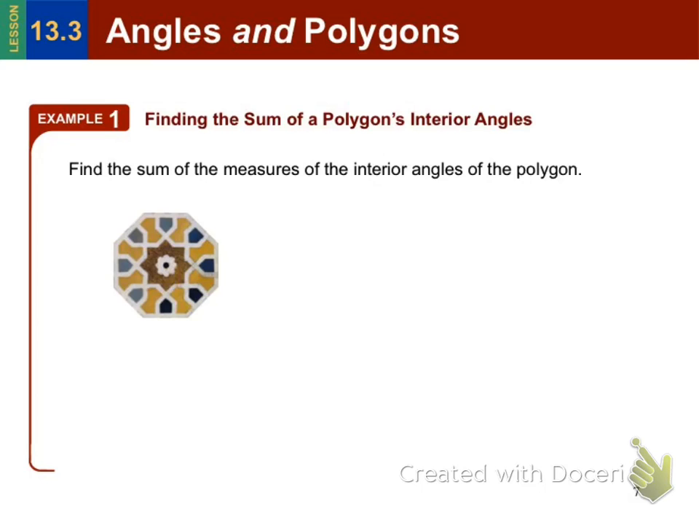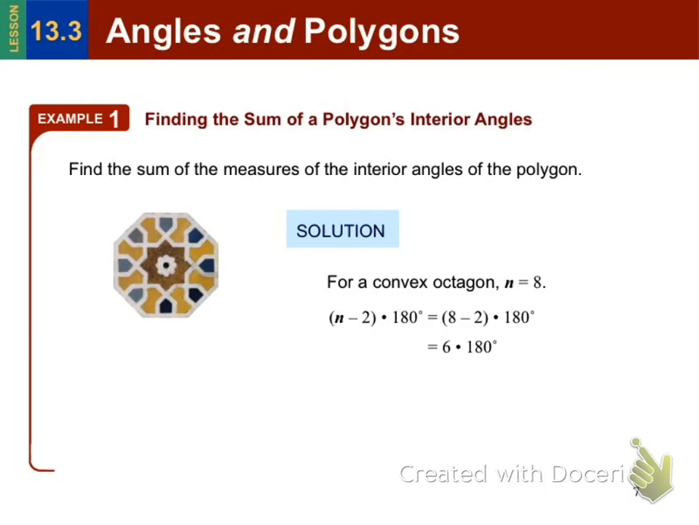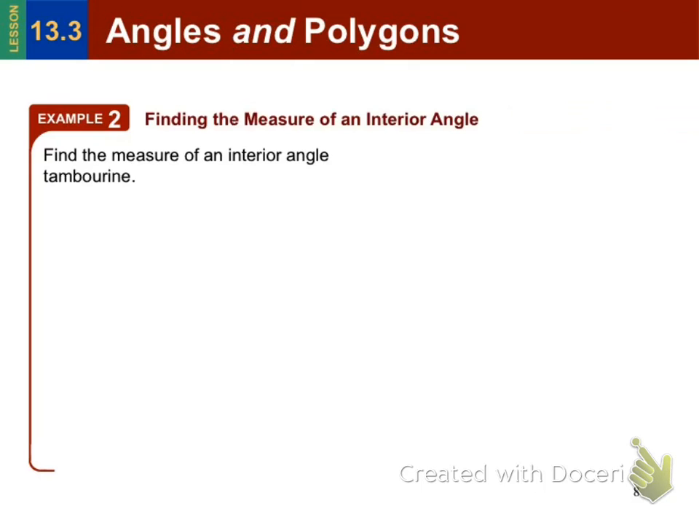Find the sum of the measures of the interior angles in the polygon. Count the number of sides. Since it's an octagon, there are 8 sides, and this is in our table as well. So I'm not expecting you to copy down all of these examples, and you will find these in the textbook. So those of you that took a textbook home will have the examples in the textbook.